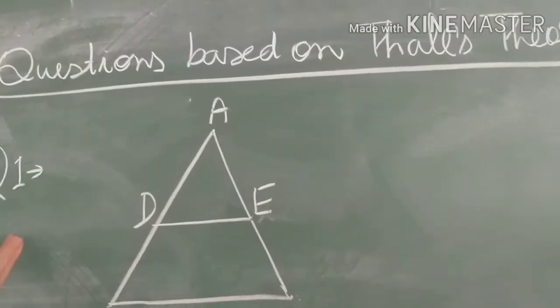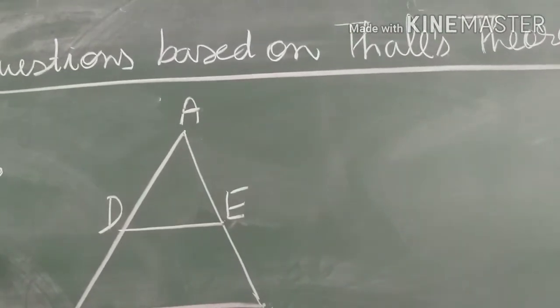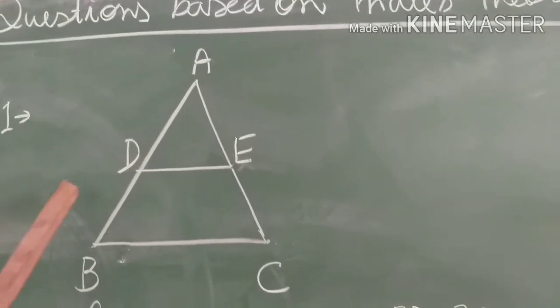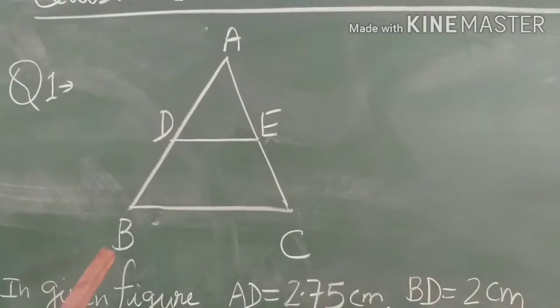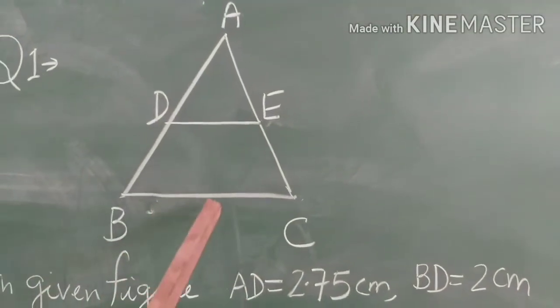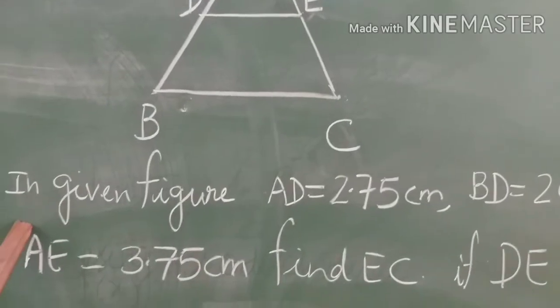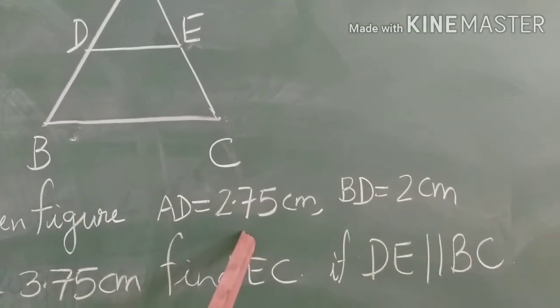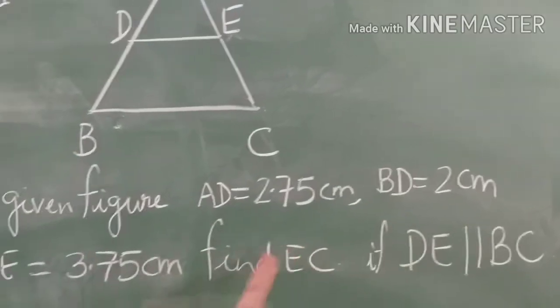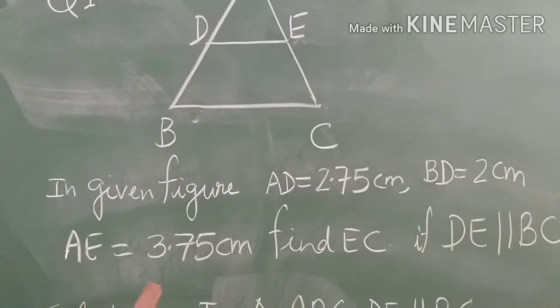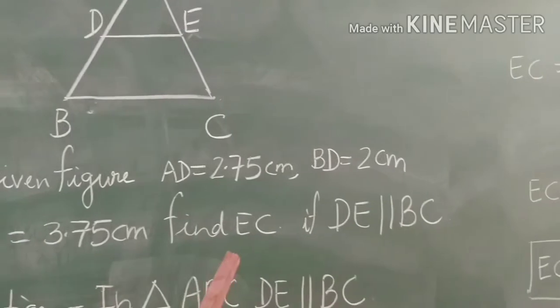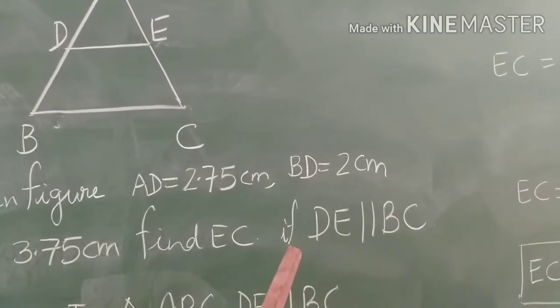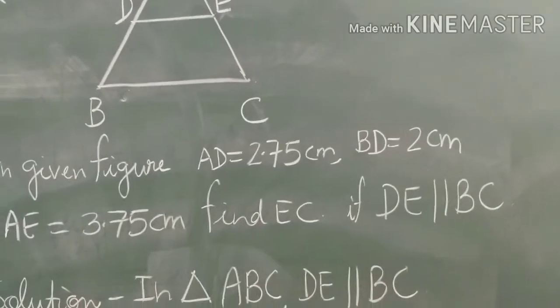So students, question number 1, which is based on Thales theorem. This is a triangle ABC, and line DE is parallel to BC. It is given in the given figure. AD equals 2.75 centimeter, BD equals 2 centimeter, AE equals 3.75 centimeter. Find EC if DE is parallel to BC.